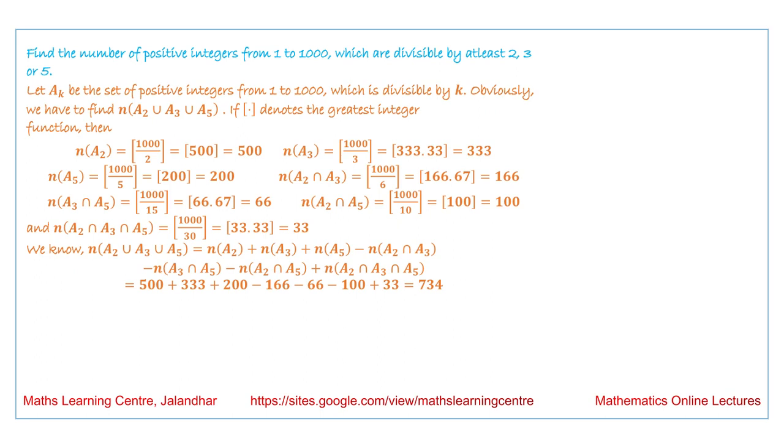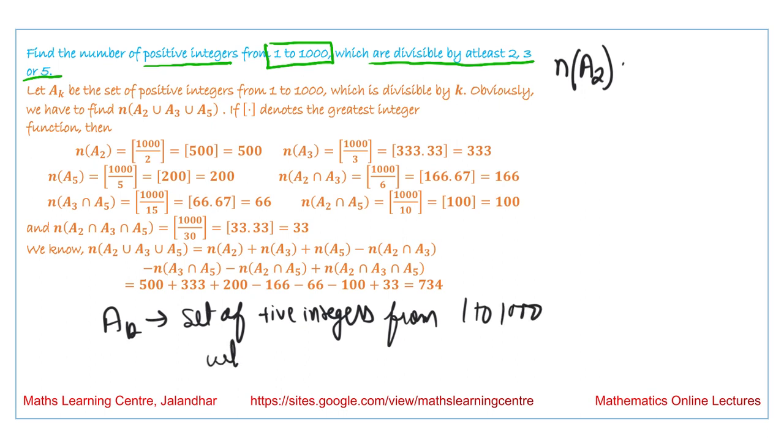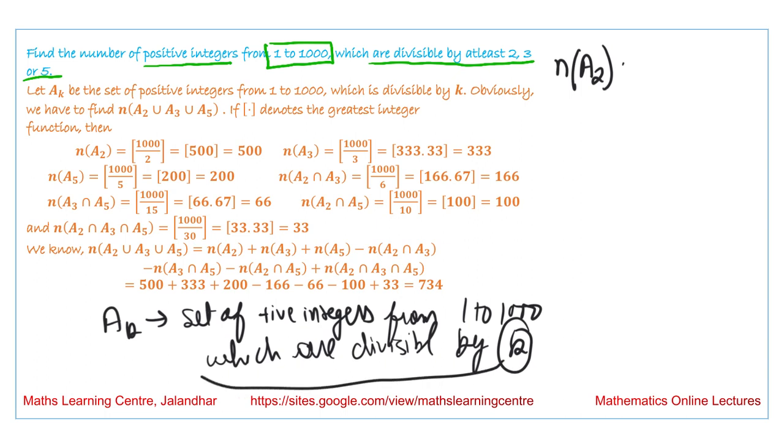Next is: find the number of positive integers from 1 to 1000 which are divisible by at least 2, 3 or 5. So in the first case we are looking at the number of integers which are divisible by 2. This notation A_k we are using means the set of positive integers from 1 to 1000 which are divisible by the number k.